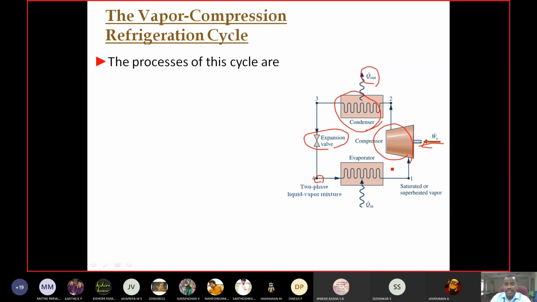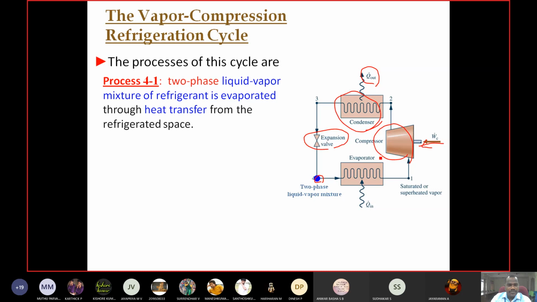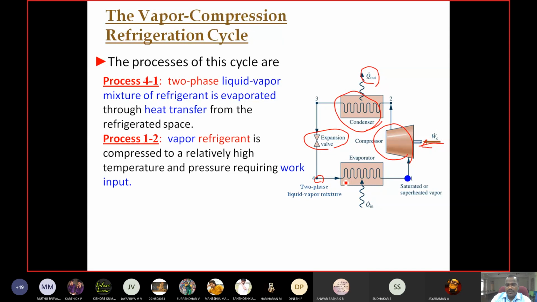Right. So we can compare this with the TS diagram and go through the processes one by one. In process 4 to 1, the two-phase liquid vapor mixture of refrigerant is evaporated through heat transfer from the refrigerated space. Then in process 1 to 2, the vapor refrigerant is compressed to a relatively high temperature and pressure, requiring work input that we need to give, right? So this is process 1 to 2.